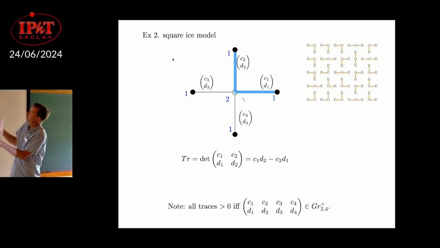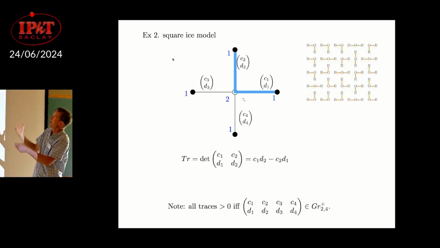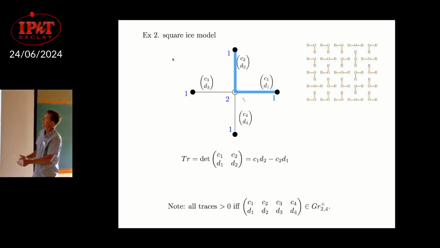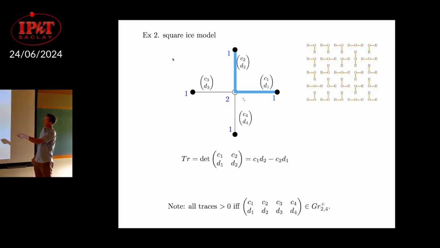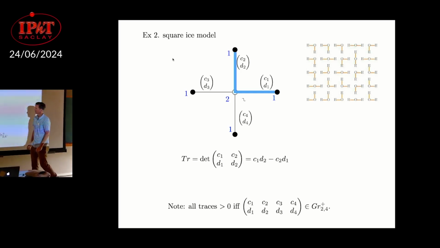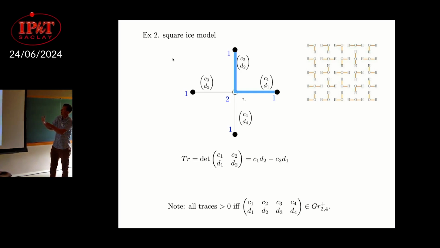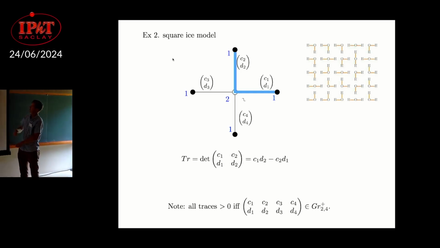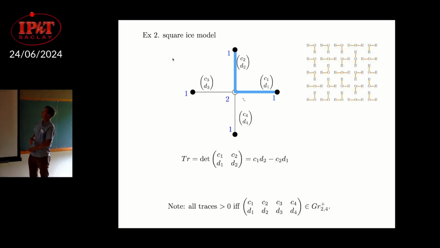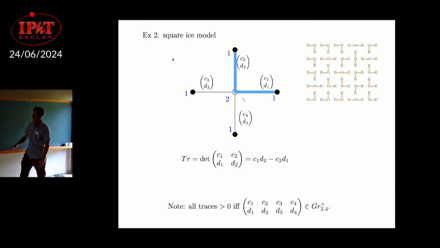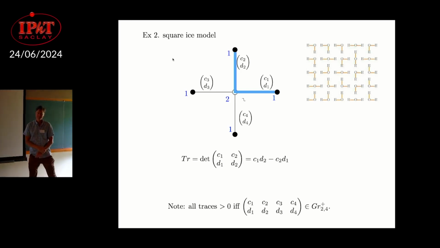So if you want to have a square ice model where all the traces are positive numbers, so that you can do probability, it's important to choose the matrices so that around each vertex, the 2x4 matrix is in the positive Grassmannian. Then all configurations have positive weight, and therefore you can do probability. And this turns out to be the same as the free fermionic point of the subvariety of the weights of the 6-vertex model, but more general.